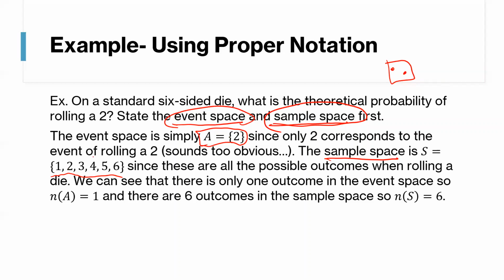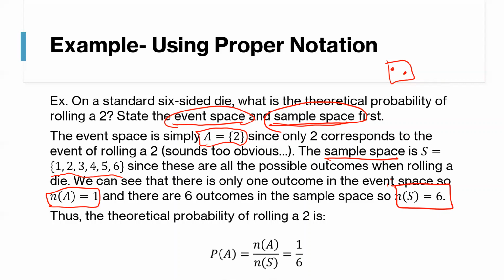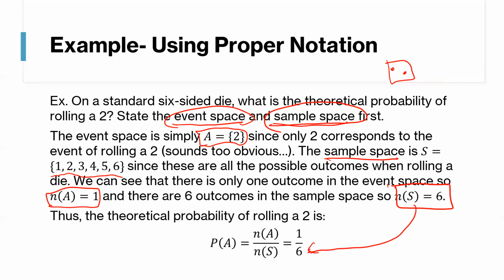There's 6 of them. So that means that the number of elements in A is 1, the number of elements in S is 6. So the probability of rolling a 2 is simply NA over NS, or the number of elements in A, which is 1, over the total number of elements in the sample space, which is 6. So that ends up giving us 1 over 6. And that's all we have to do there.